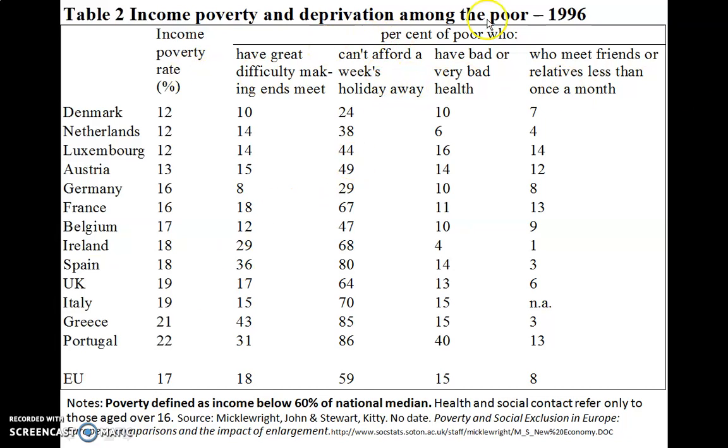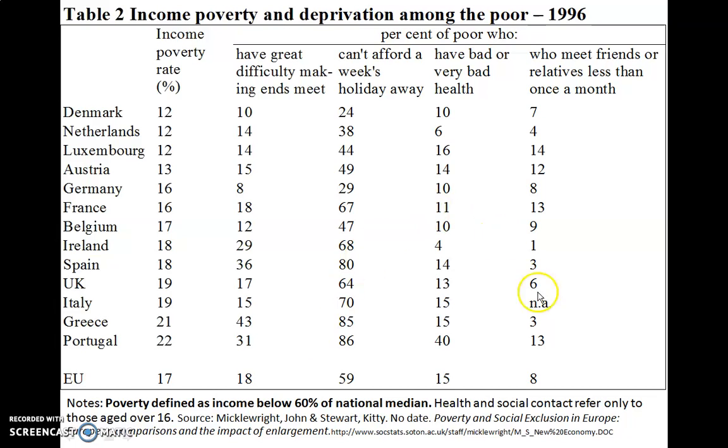So amongst the poor, they then looked at the percentage of the poor who had difficulty making ends meet, who couldn't afford holidays away, who had bad health, or who met friends less than once a month. So this analysis over here, the denominator in this equation is what? It is the total amount of poor people. So it's the percent of poor who had ticked yes for any of these. And you can see that that varies by proxy, and it also furthermore varies by country.